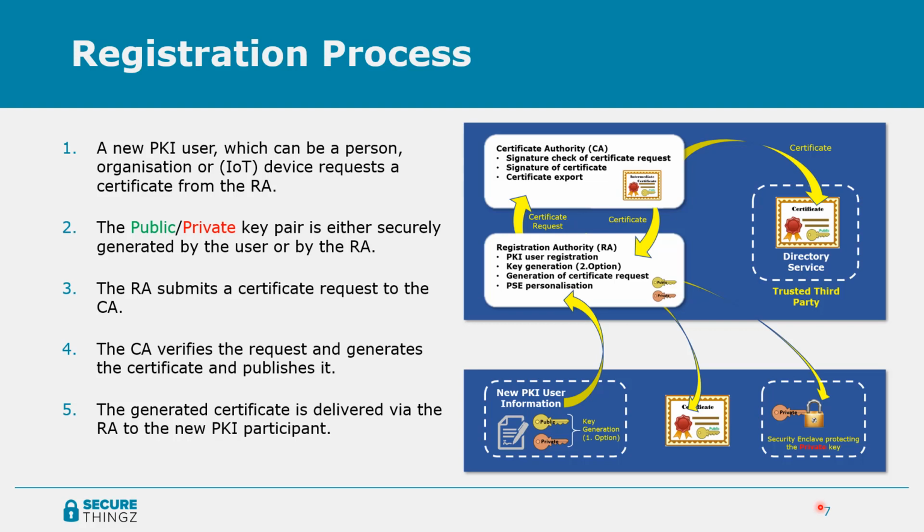Once the registration authority has done the legwork and checked that the keys are from you, that you are who you say you are, etc., the registration authority then submits a certificate request to the certificate authority. The certificate authority verifies the request and then generates the certificate and actually publishes it. So they send it to you, and they could publish it on a third-party website. The generated certificate is delivered, as I say, via the registration authority.